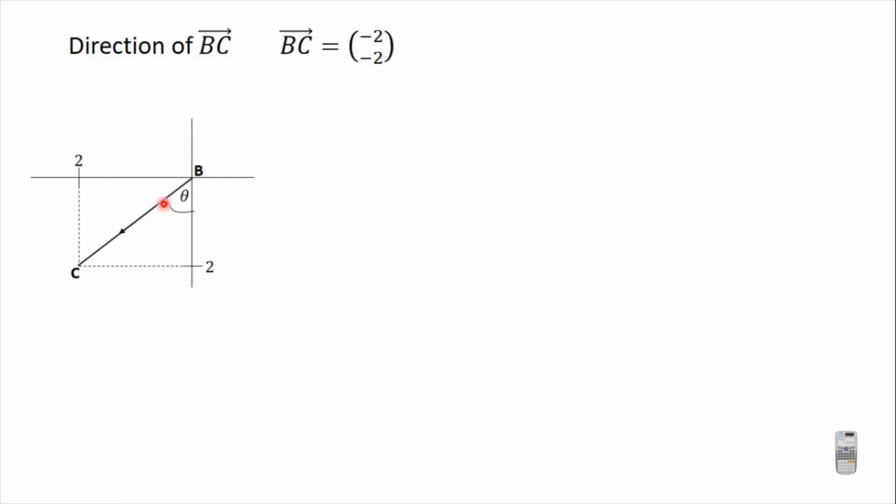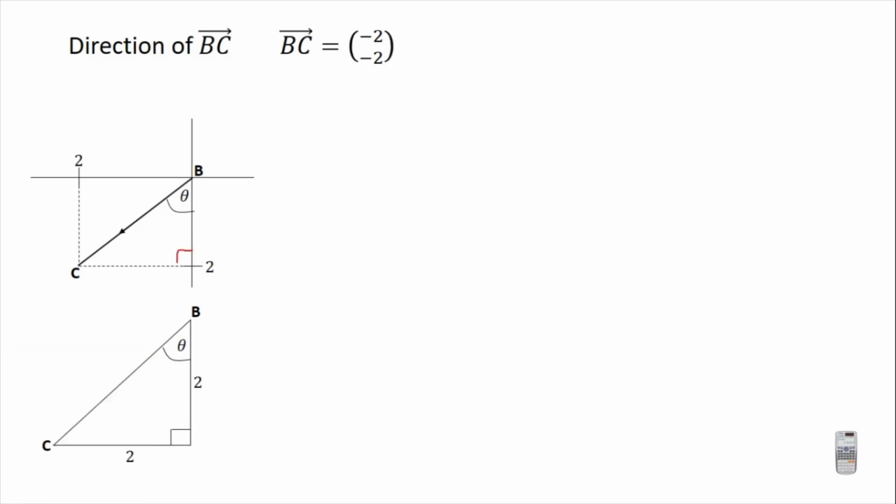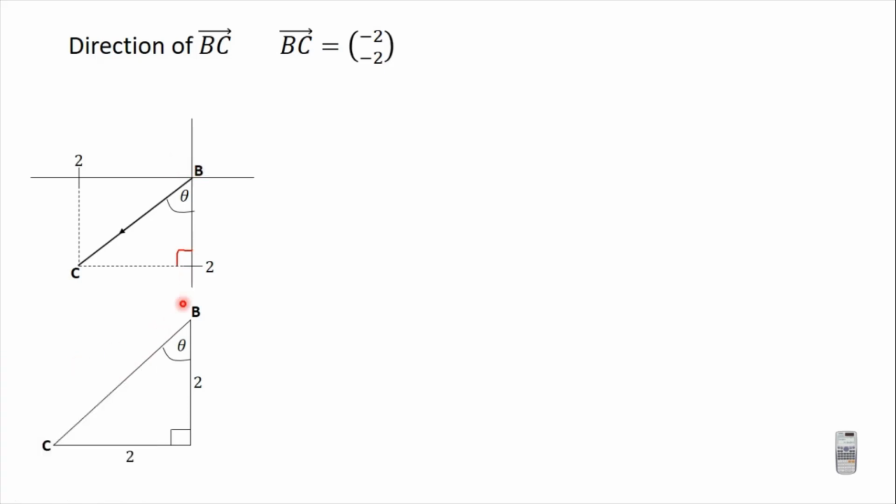So I'm going to call that angle, what we are looking for, theta. From here, I can draw a simple right angle triangle, because we can see from the diagram that this side here will be our 90 degrees angle. So it forms a right angle triangle. So here is point B. Here is point C. From this side to this side is 2, as seen here. From this side to this side is 2, as seen here also. Okay, so I have theta. 2 is opposite, 2 is adjacent. So I can use tan to find it.